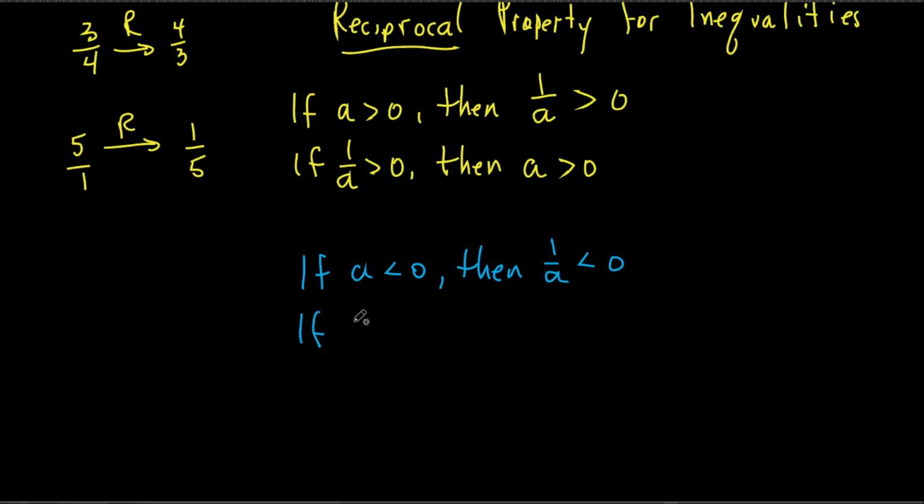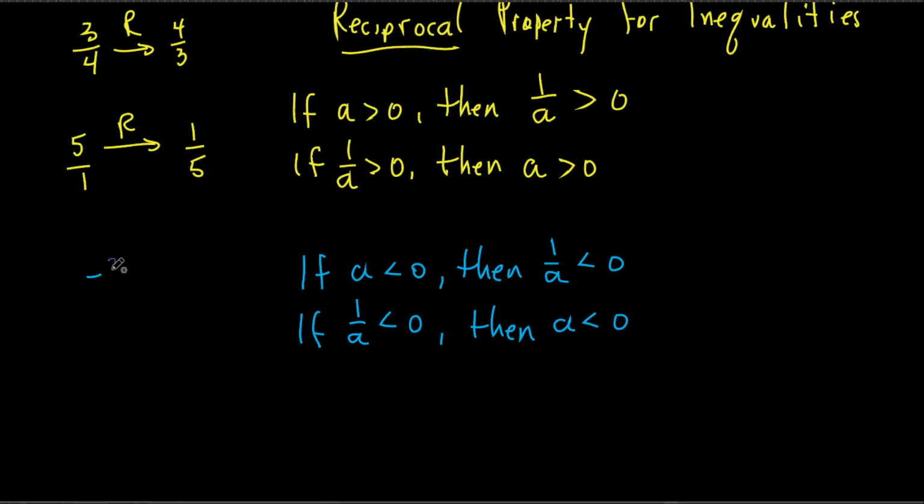And if 1 over A is less than 0, or negative, then what must be true about A? Then A must be less than 0. That's basically all that is saying. So they're just saying the reciprocal of a positive number is going to be positive, and the reciprocal of a negative number is going to be negative. That's it. I didn't change the sign, did I? Taking the reciprocal, I didn't change the sign.